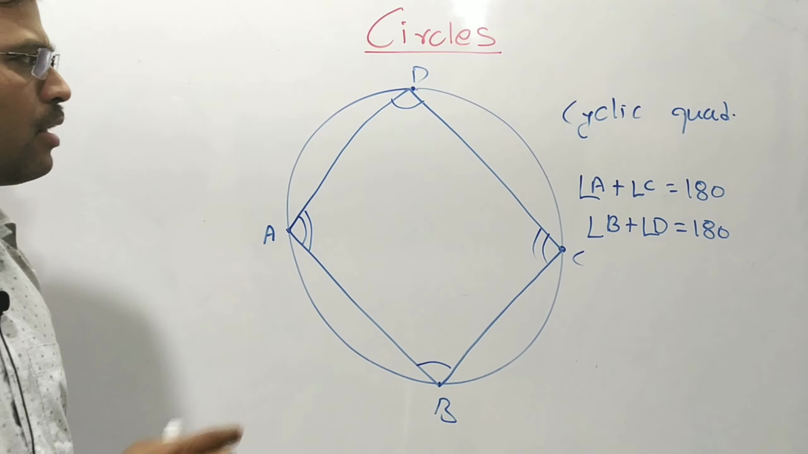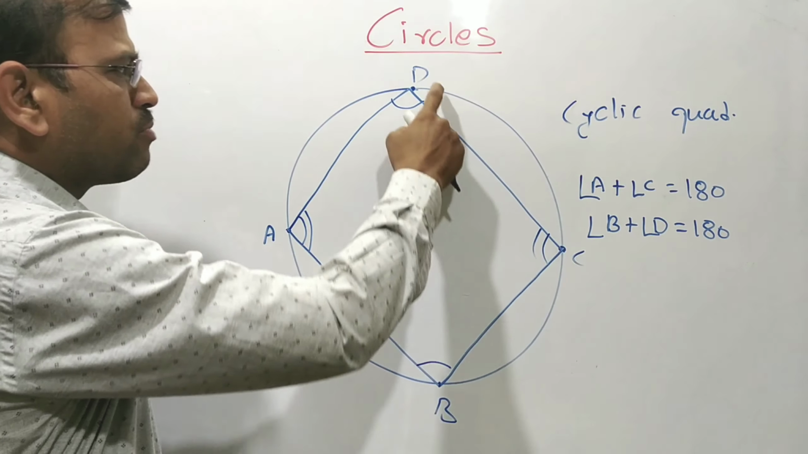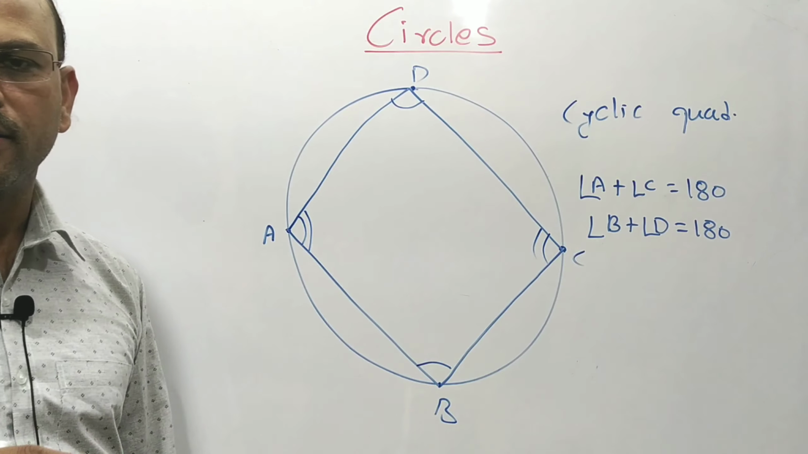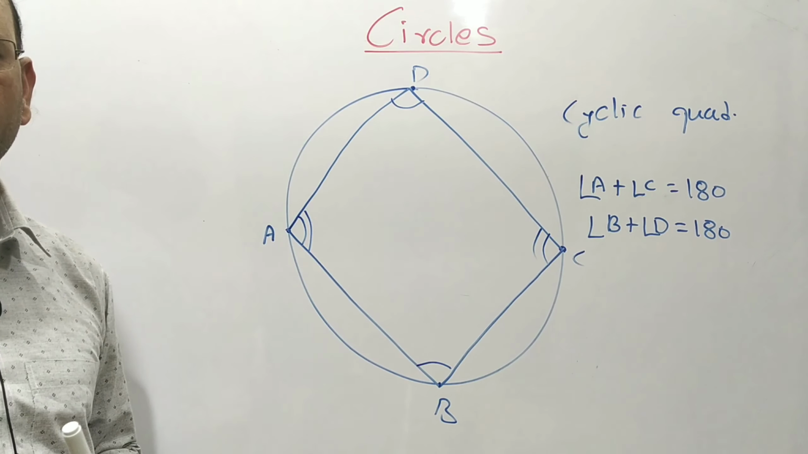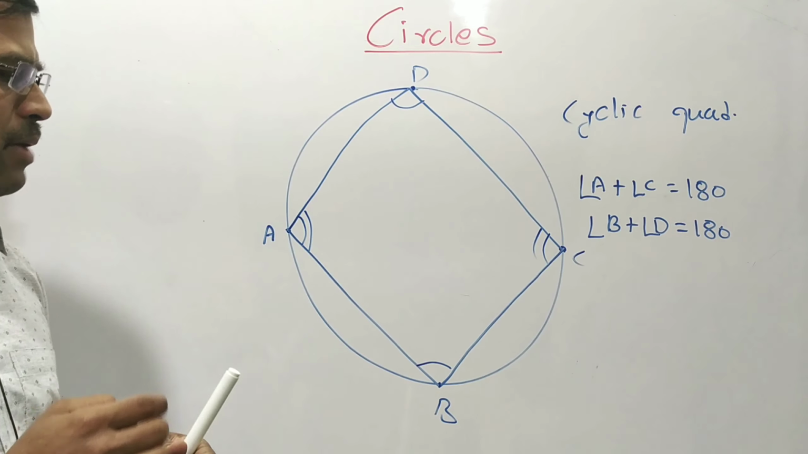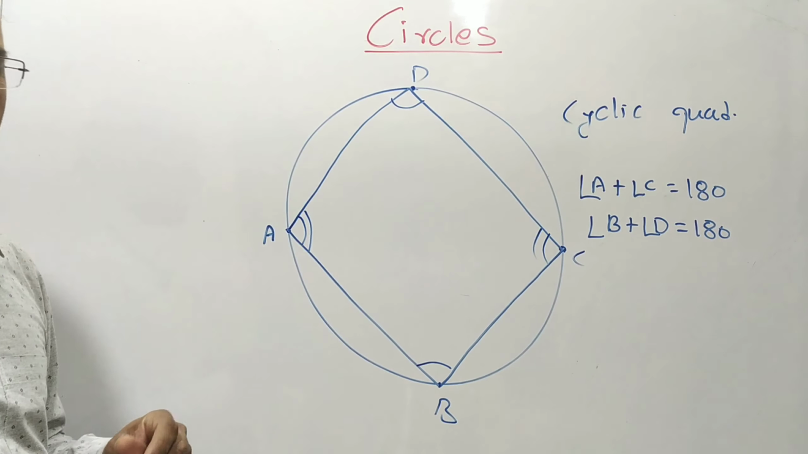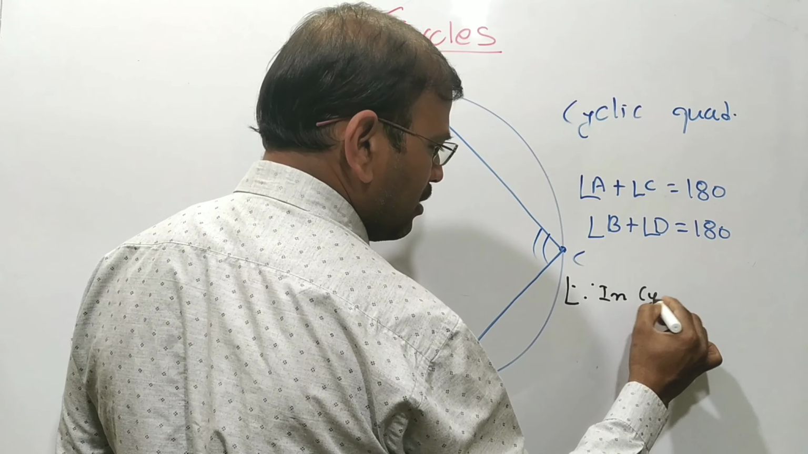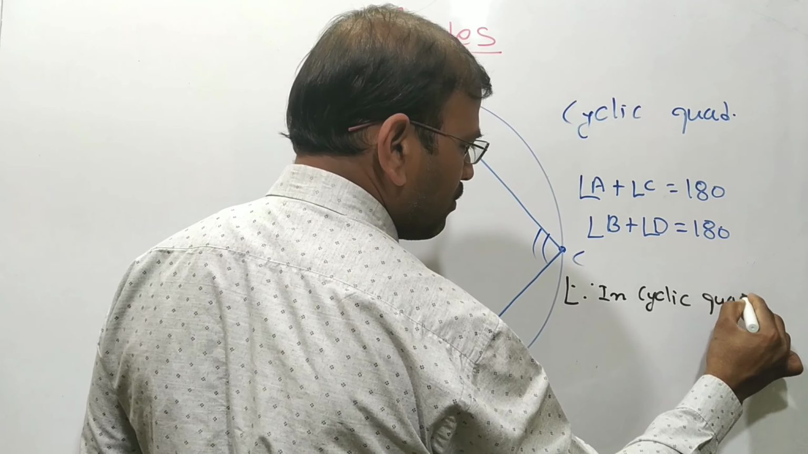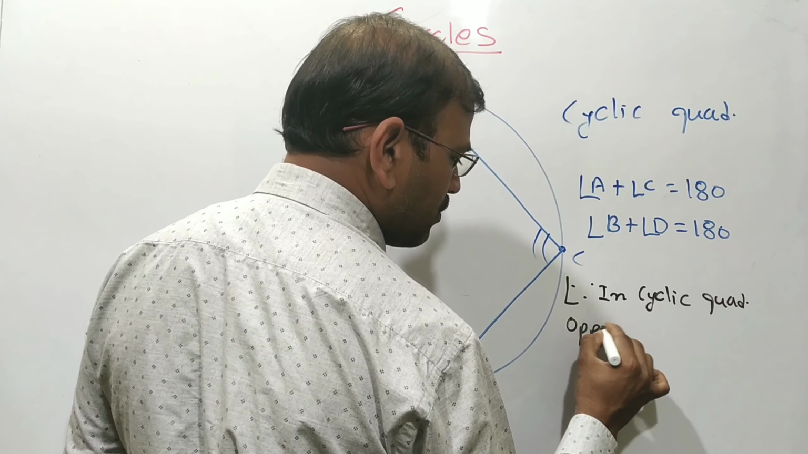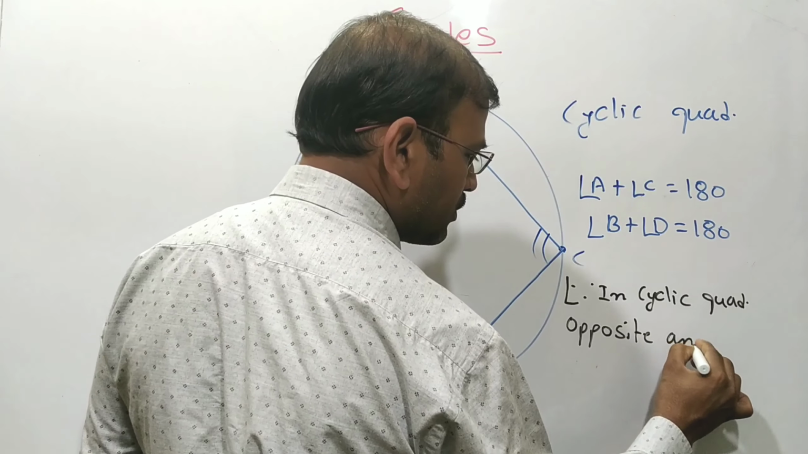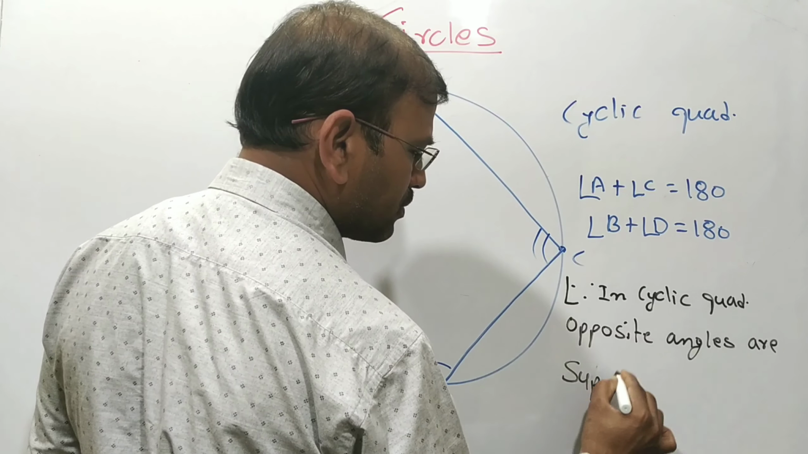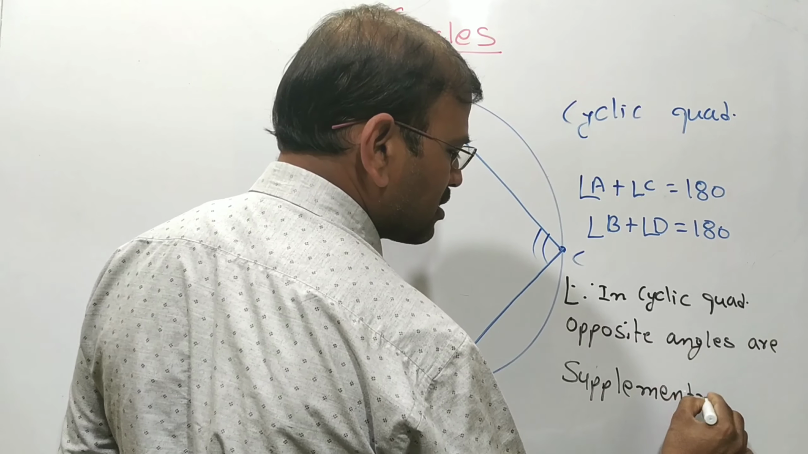So what is the property? Cyclic quadrilateral, 4 points will be on the circumference of the circle. Opposite angles are supplementary. Supplementary means it is going to be 180 degrees. From the examination point of view, whenever you see this, you are going to write it as a reason in this form: in cyclic quadrilateral, opposite angles are supplementary.